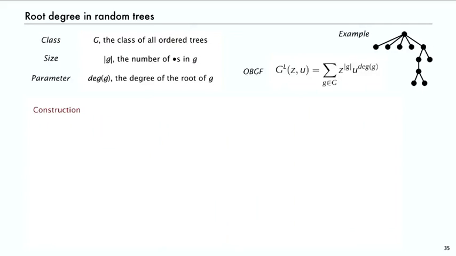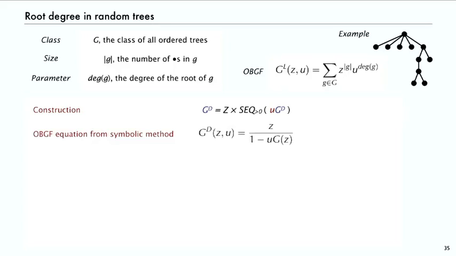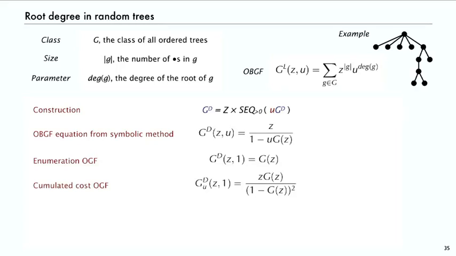So it's the same class, it's the same construction, we're just going to mark the trees in a different way. This time, a random tree is a root and then a sequence of random trees, but we're going to mark that first sequence with our variable u. So the coefficient of z to the n u to the k is the number of trees with n nodes and root degree k. So that immediately gives, again, the ordinary bivariate generating function equation, and evaluated at u equals 1, again, we get what we got for regular Catalan.